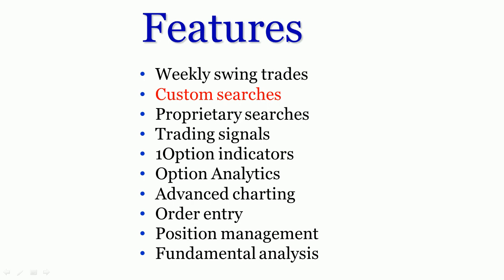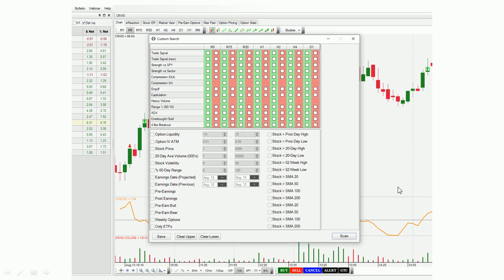When it comes to custom searches, oh my God, the custom search engine is so easy to use. You pop it up, it's binary. So all of the indicators have been formulated so that they're binary. Are you bullish? Click green. Are you bearish? Click red. And that'll determine what comes up in the searches.